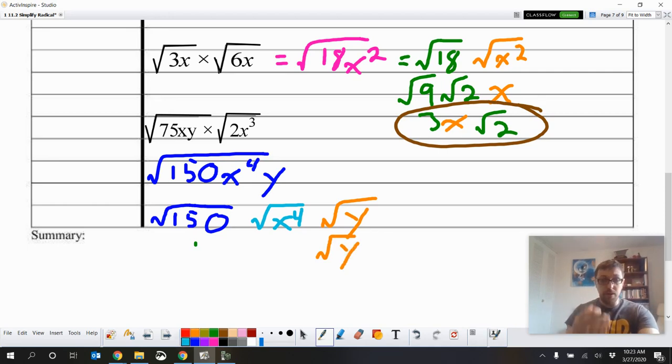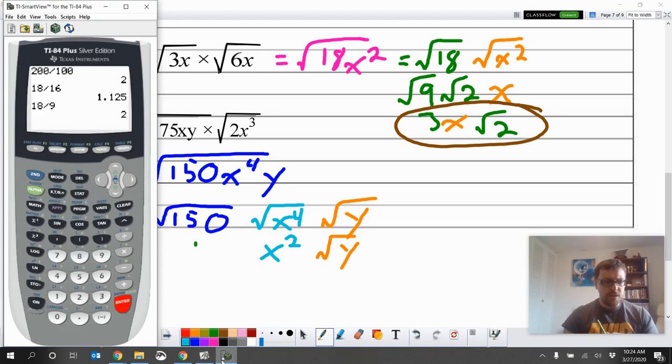x to the 4, that's an exponent, so we're going to cut it in half. x squared. And then 150, we've got to find a nice perfect square.